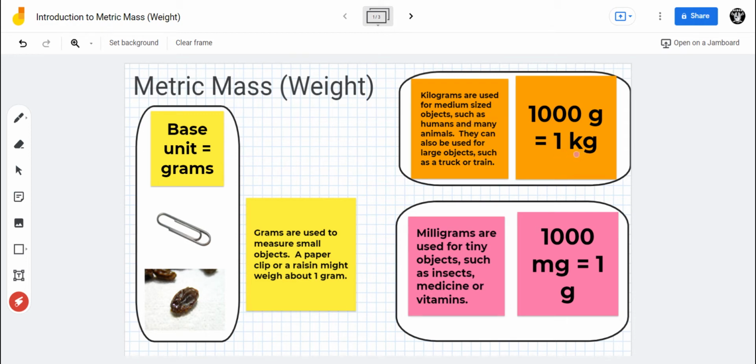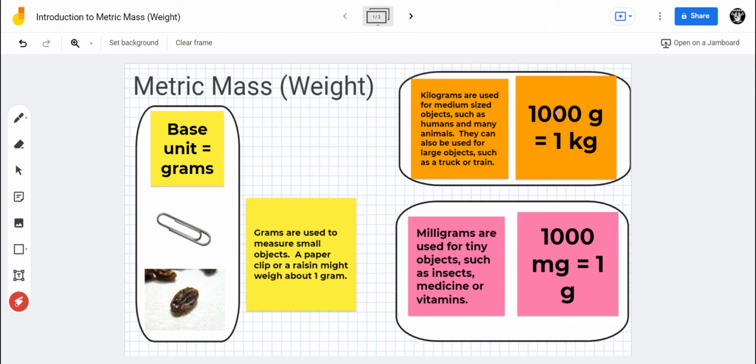Now, if you remember when we studied metric length, 1,000 meters equals a kilometer. Well, here's the same idea. 1,000 grams equals a kilogram. That K-I-L-O, kilo, means 1,000 of it. And so the idea with the metric system is it uses all the same prefixes, whether we're talking about mass, or length, or capacity. And that's why the metric system is used in most parts of the world, and definitely used by scientists as well.